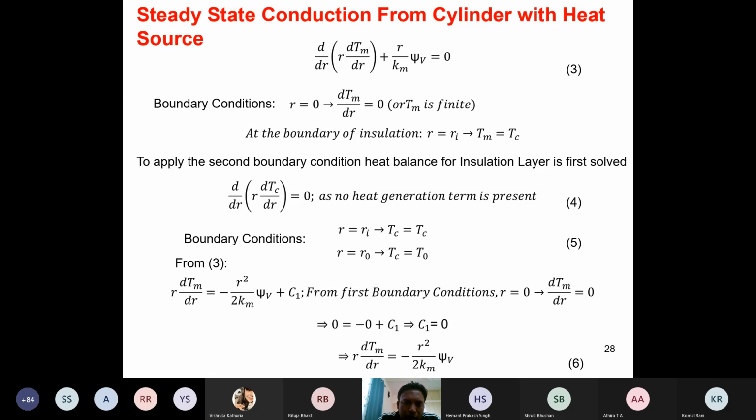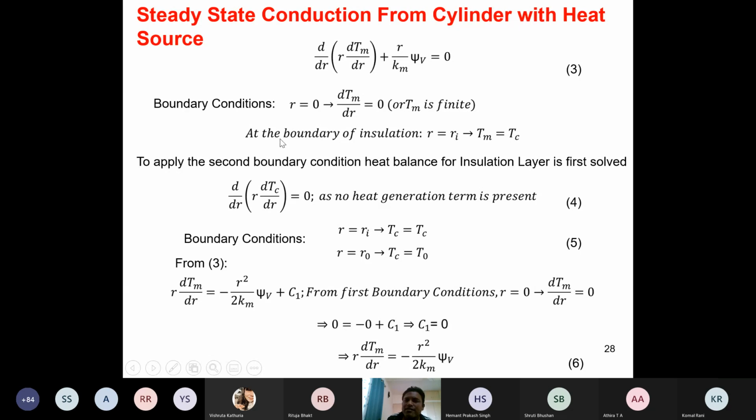Just pay attention here. The boundary condition is at R equals 0. R equals 0 means it is the center of the wire, isn't it? At R equals 0, dTm by dr equals 0. What it means is we are assuming that the temperature Tm is going to be a finite value at the center, and therefore this boundary condition dTm by dr equals 0 is there. So at the center the temperature Tm is finite, and therefore dTm by dr is going to be 0.